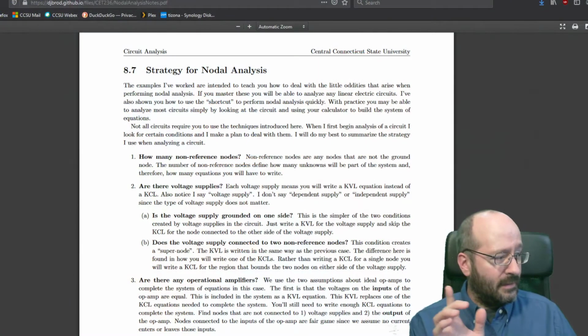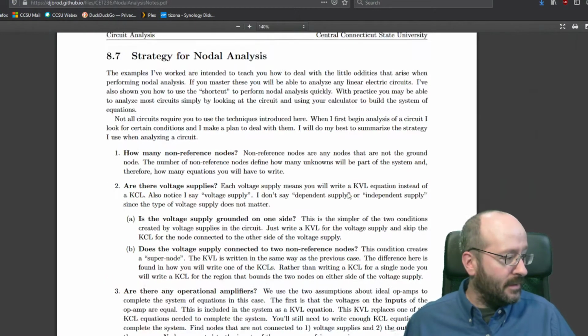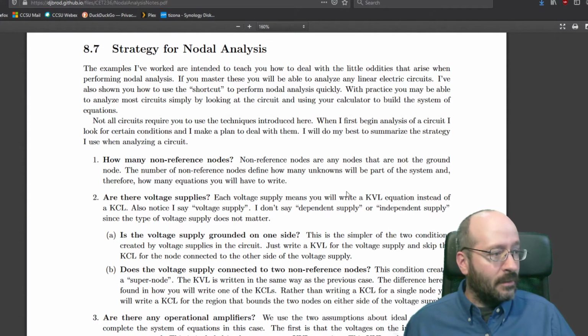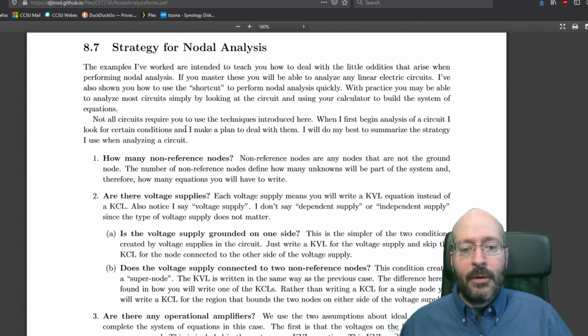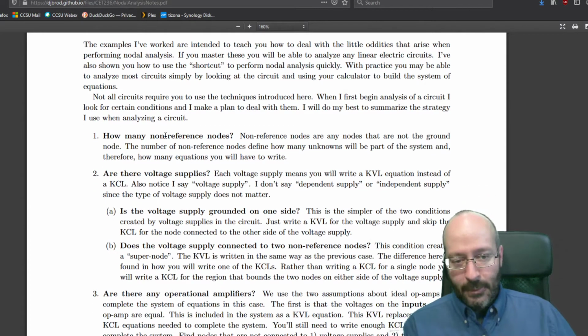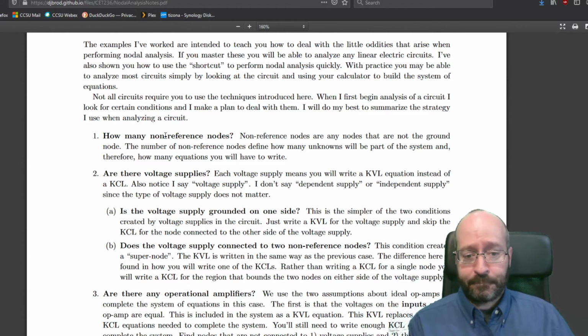So let's do this. Not too often I use anything that's white, but I can scroll in on that one. For now, you can even see the web address up here. Okay, so the first thing I always notice is how many non-reference nodes. That's going to tell me how many unknowns I need to go after, and that's going to tell me how many equations I need to write.